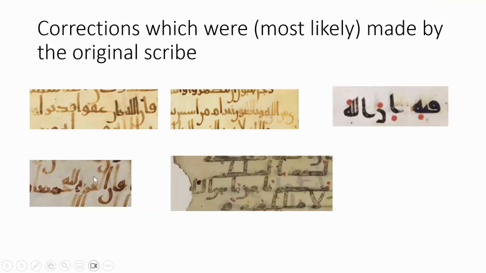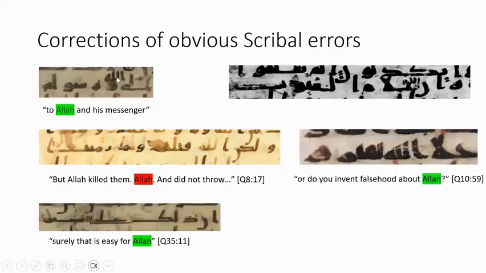So what an original correction would look like would be like this. Can you see? The ink is extremely similar, and so is this. The ink is extremely similar to the original text. But here it's completely different. So we know there's no dispute here that this is a later correction. The question is, does it make sense?